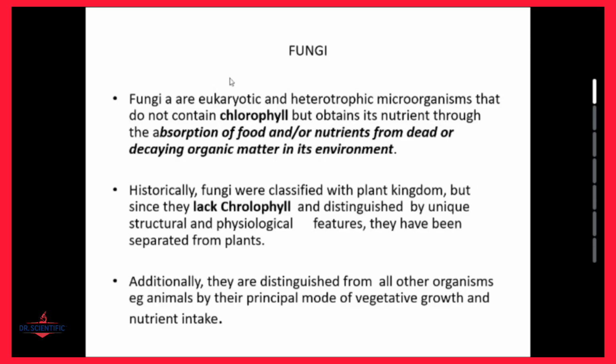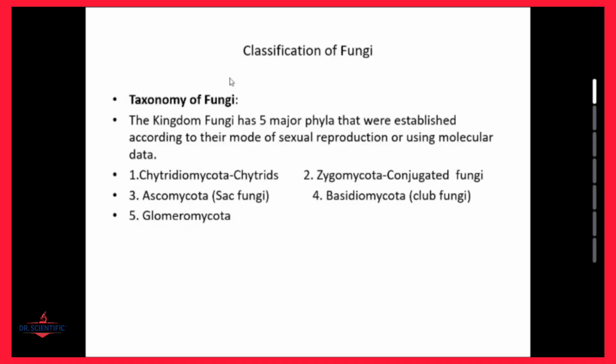Additionally, they also distinguished them from all other organisms, e.g., animals, by the principle of mode of vegetative growth and nutrient intake. According to the taxonomy or classification of fungi, the kingdom Fungi has five major phyla that were established based on sexual reproduction and molecular data. Those two are the major characteristics that were used to classify fungi into five phyla.